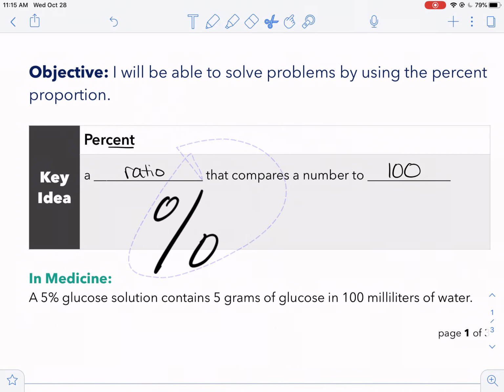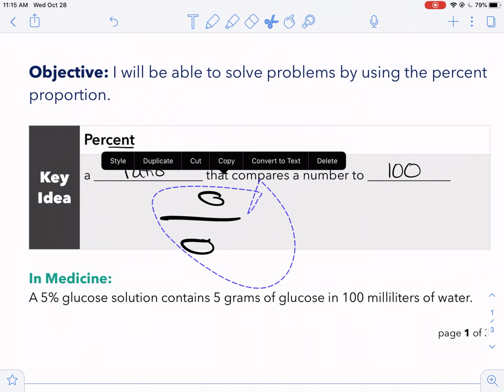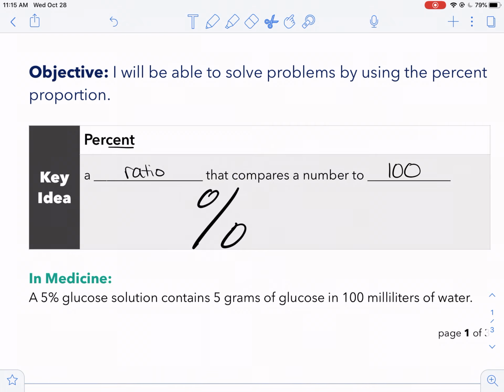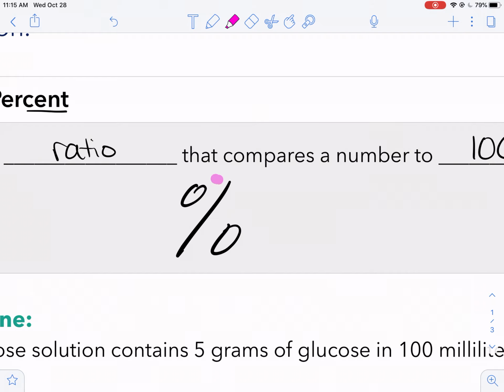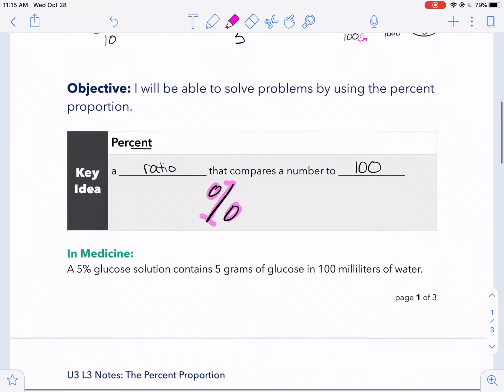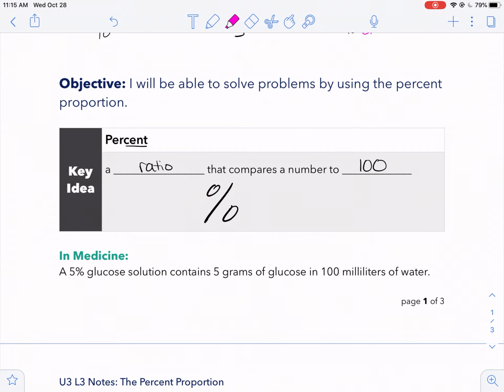And a little hint that a percent is a ratio is in the percent symbol itself. You'll notice that a percent is like a ratio. It looks like a fraction. How cool is that? Okay, and it's out of 100. I've heard it said that your 1, like here's your 100. So that's fun, but there you go. Percent means out of 100.